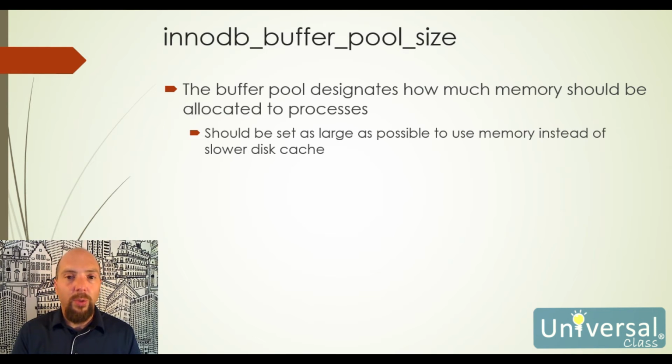InnoDB buffer pool size is designed to increase or decrease the amount of memory that should be allocated to individual processes. You want to set this as high as possible so that all of your processes use memory instead of the slower disk cache. The problem is you want to make sure that you don't set it so high that you run out of memory for the server, and you don't want to set it too low that all of your queries and all of your processes and tasks will run on the hard drive. We don't want to use swap space if we can help it.